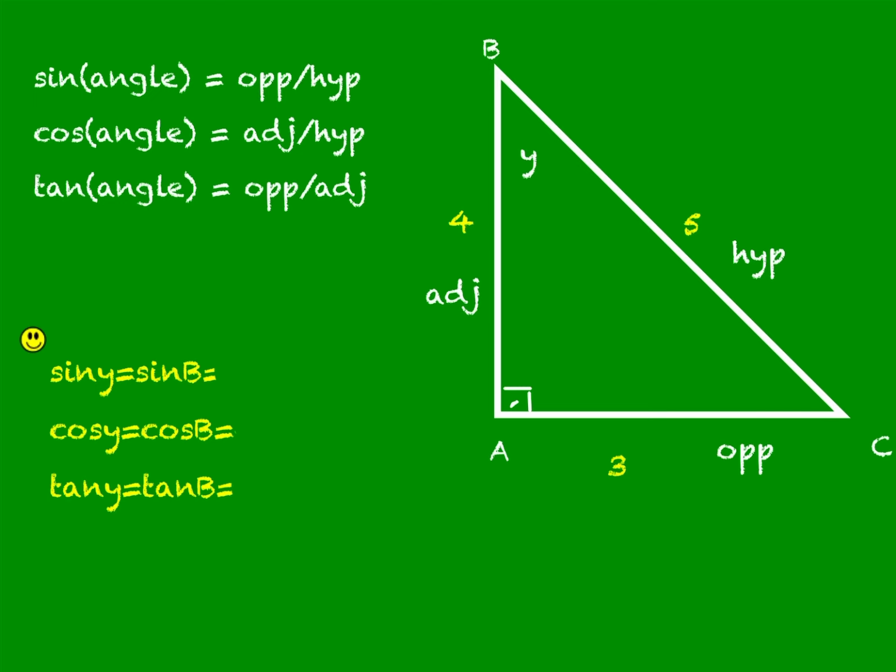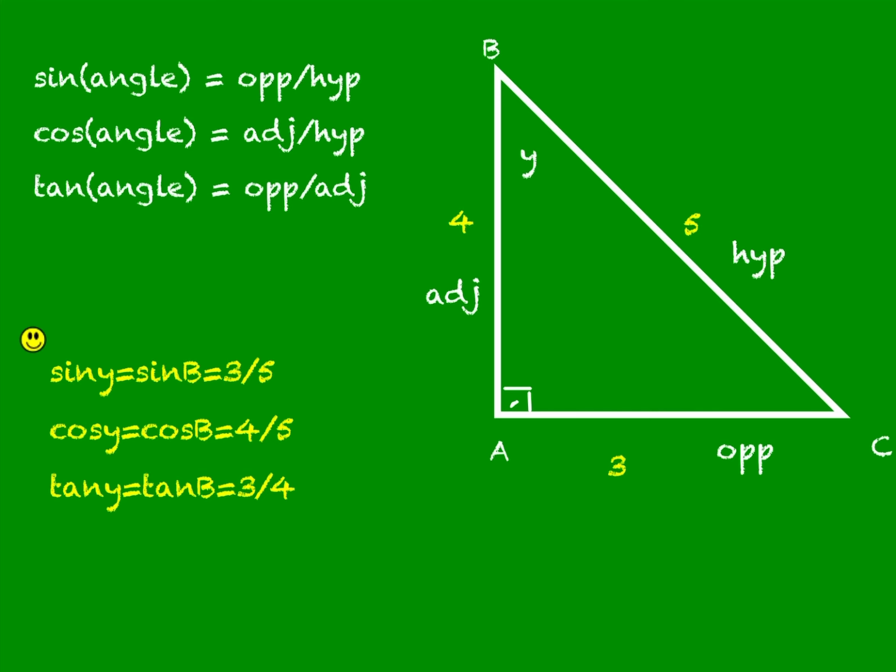Sine of angle y, or vertex P. So what is the opposite side? Opposite over hypotenuse. So cosine y, or cosine B, is adjacent over hypotenuse. Same idea for the tangent.